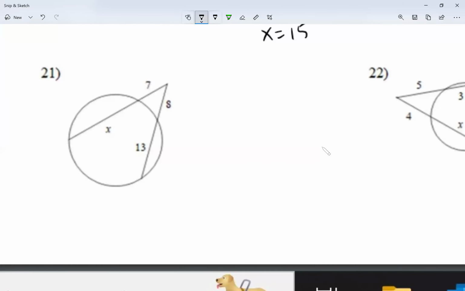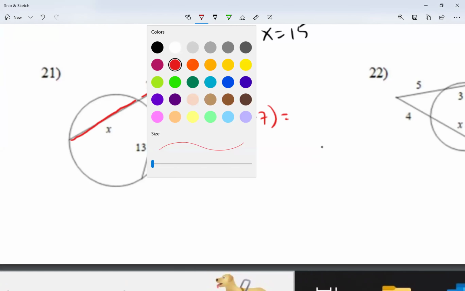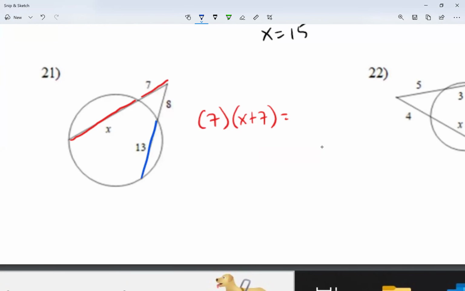Number 21. I'm looking at the segment that has x. Part of it is x, outside of the circle is 7. So then I ask myself, how much is outside of the circle? 7. How much is the whole thing? X plus 7. Then I take a look at the other segment. Part of it is 13, part of it is 8. Okay, how much is outside of the circle? 8. How much is the whole thing? I can write 13 plus 8, or I can just call it 21.